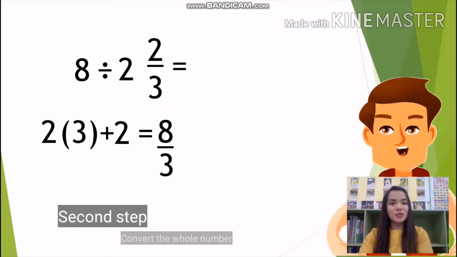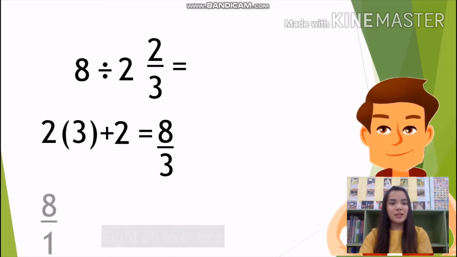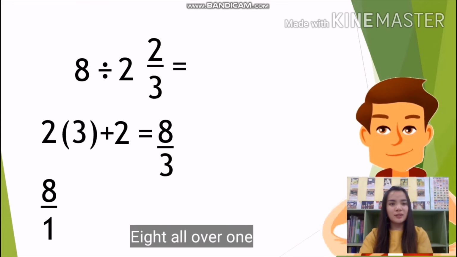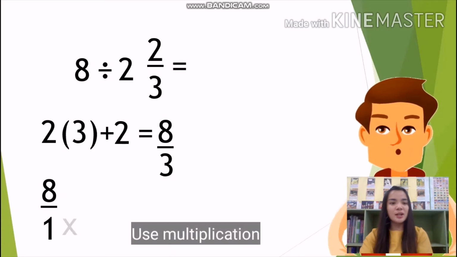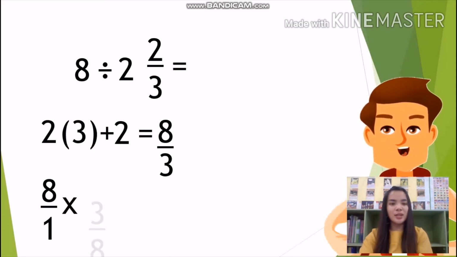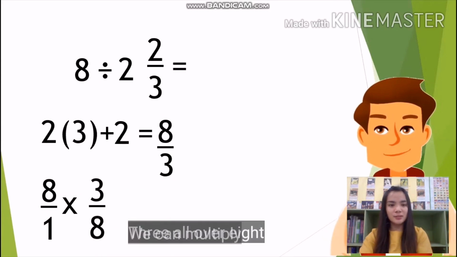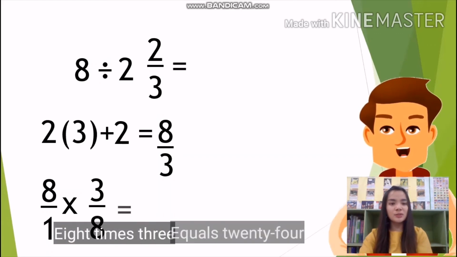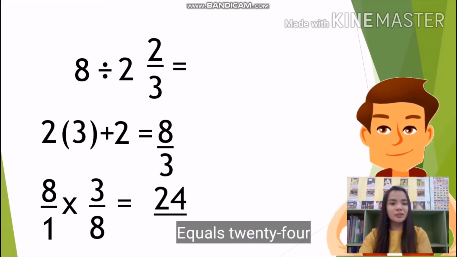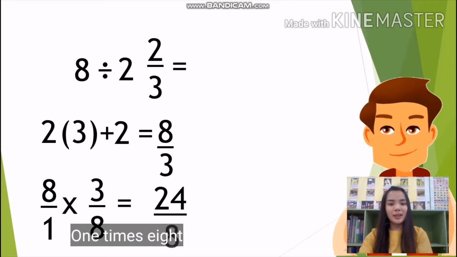Second step, we need to convert our whole number. So we have 8 all over 1. Then we change our mathematical operation. So 8 all over 1 times 3 all over 8. Now we can multiply these fractions. So 8 times 3 is equal to 24. Then 1 times 8 is equal to 8.